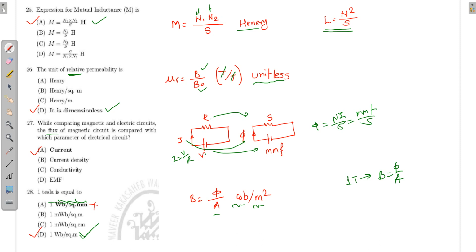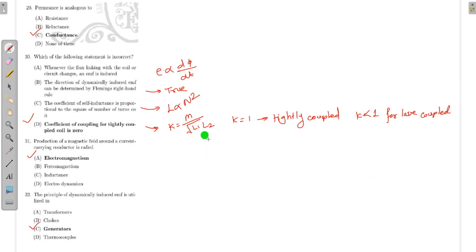Okay. So come to the next one. Permeance is analogous to, so we know that S is analogous to the resistance, then the permeance is analogous to 1 upon resistance, which is nothing but the G, that is called the conductance. So it is giving the conductance.